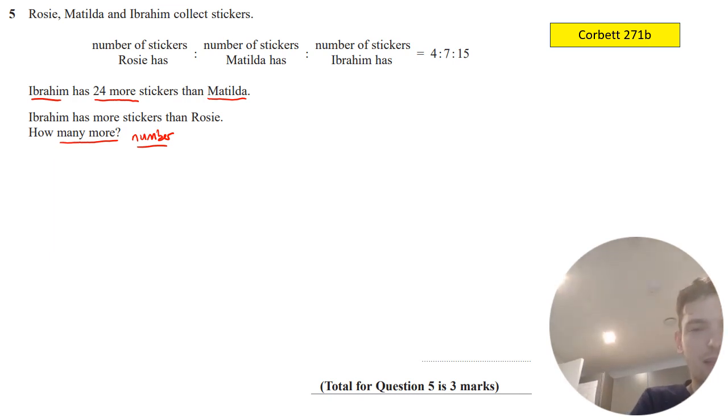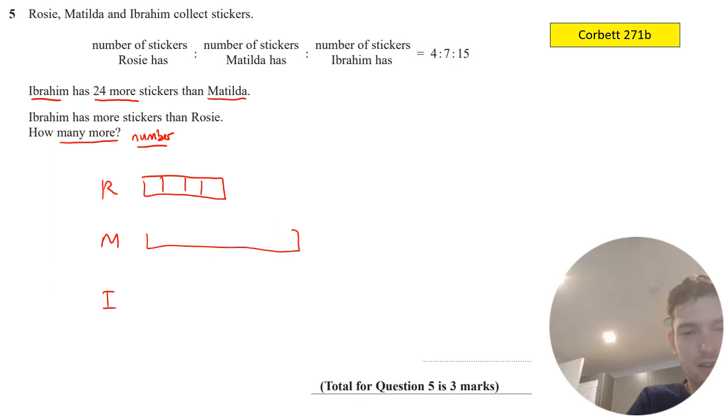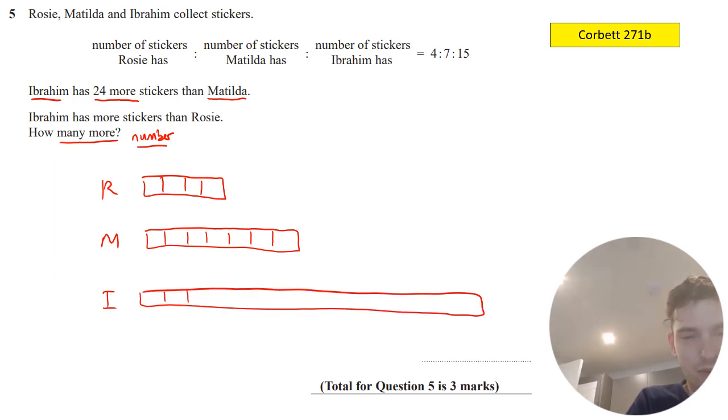So let's set this up as a bar model. So we have R, M, and I. 1, 2, 3, 4 for Rosie. 1, 2, 3, 4, 5, 6, 7 for Matilda. 1, 2, 3, 4, 5, 6, 7, 8, 9, 10, 11, 12, 13, 14, 15 for Ibrahim.